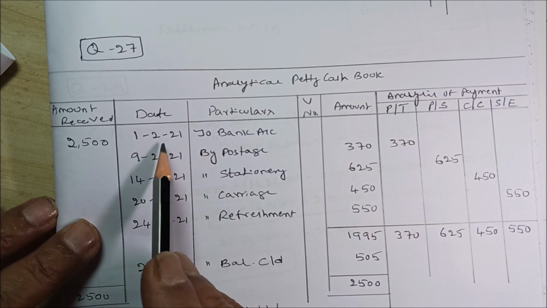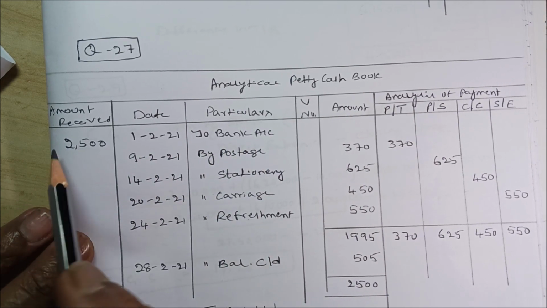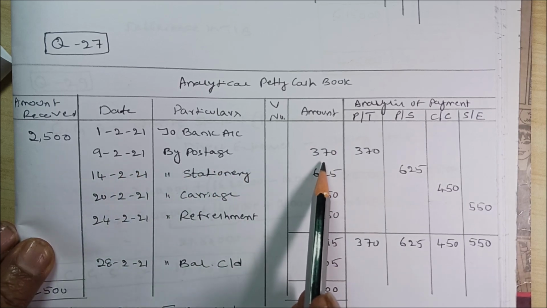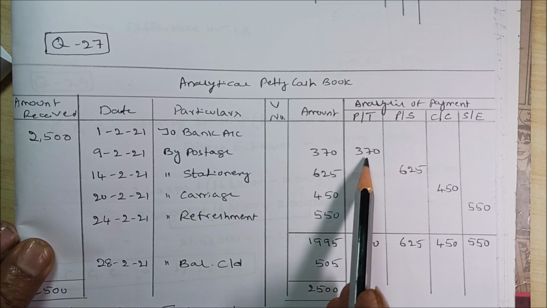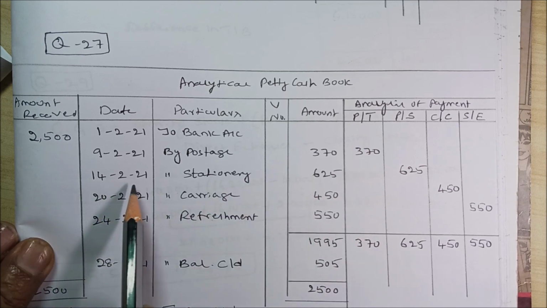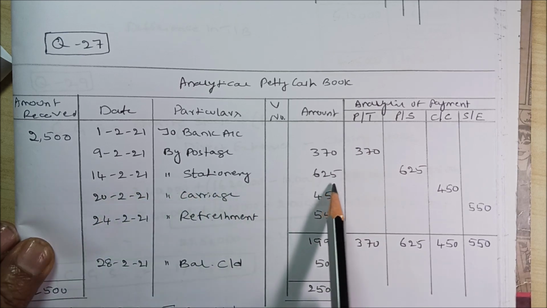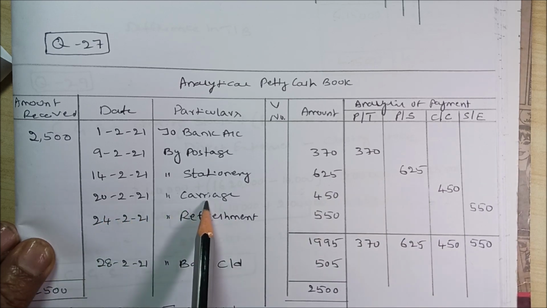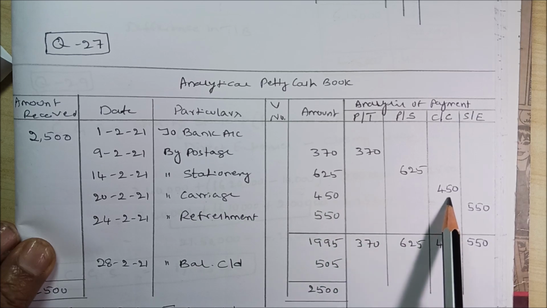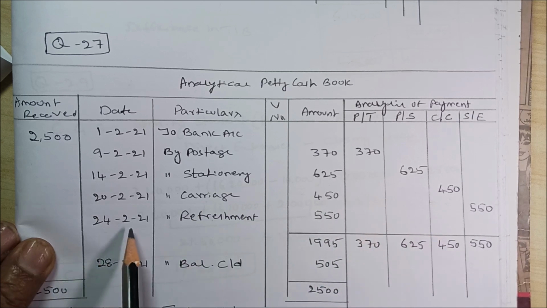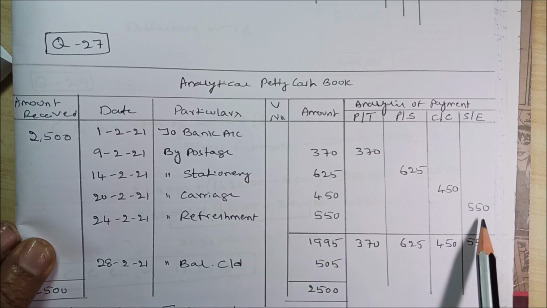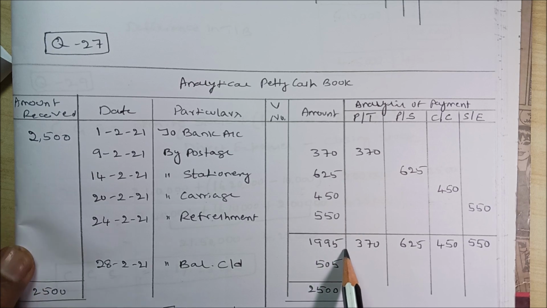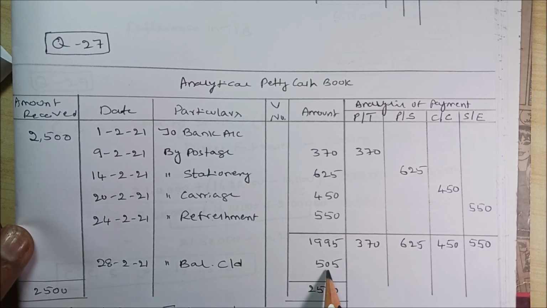You have received cash on 1/2/21 from bank account 2,500. 9/2/21 by postage. In the total amount column write 370. Postage and telegrams is 370. 14/2/21 by stationery 625. Printing and stationery is 625. 28/2/21 by carriage 450. So in the coolie and cartage column it is 450. 24/2/21 by refreshment, it goes to sundry expenses. So horizontally you total it, it comes to 1,995. Then by balance carried down it is 505.